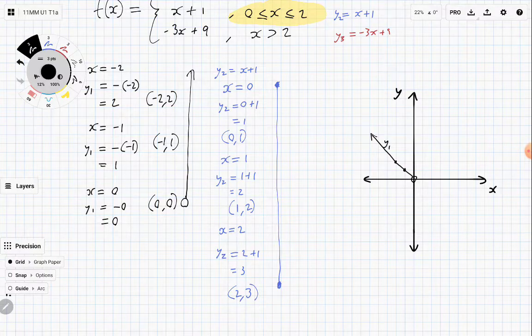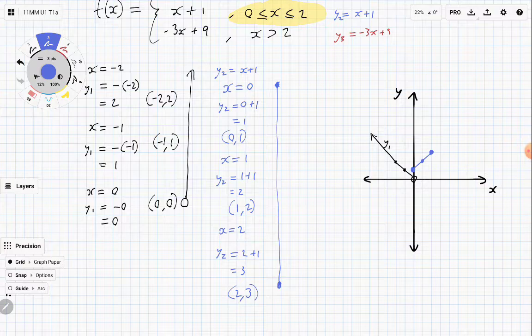y2, on the other hand, starts with a hollow point at (0, 1), and then goes through (1, 2), and then goes through (2, 3), in which there's a solid point at either end, like that and like that. So now all we need to do is to do the red.